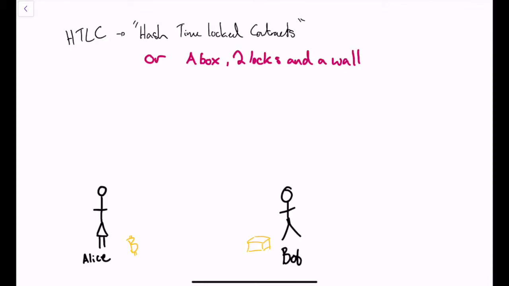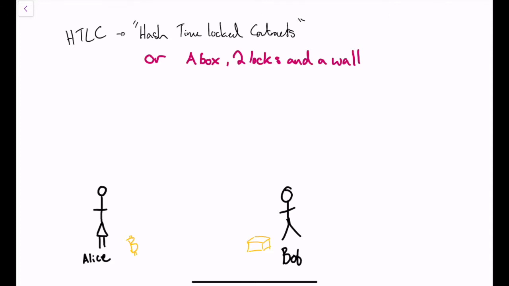Okay, so today we're going to quickly look at hash time lock contracts, or the analogy I like to use is imagining a box of two locks stuck in a wall. So our particular scenario is that Alice has got some Bitcoin and she's going to buy a physical product from Bob, who's going to give her that in return.